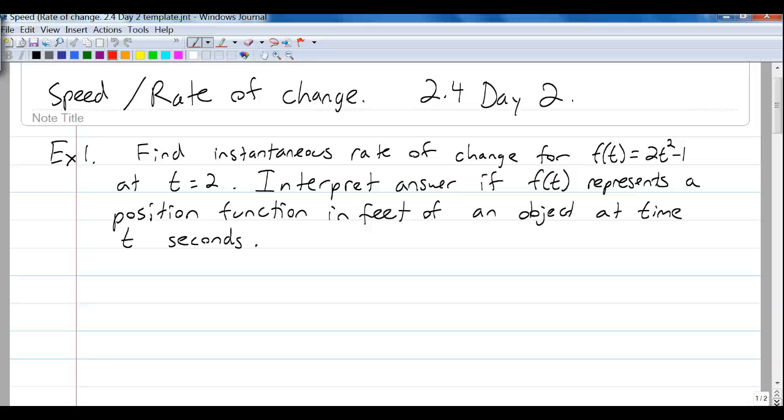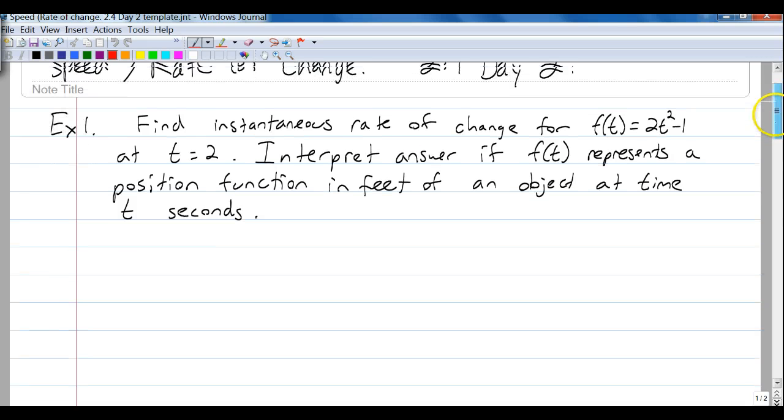Alright class, this is the last lesson for chapter 2. It's pretty much the same thing except with word problems. Find the instantaneous rate of change. Again, the word instantaneous means we have to use our difference quotient to find the slope, or how it's changing, at one point. And at this point, it's t equals 2.